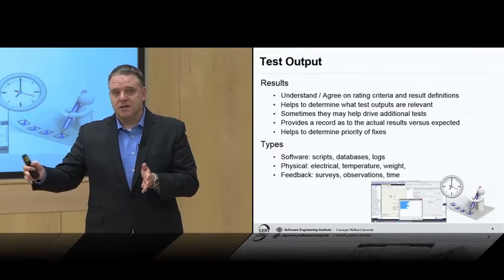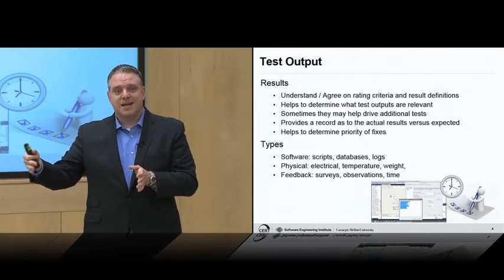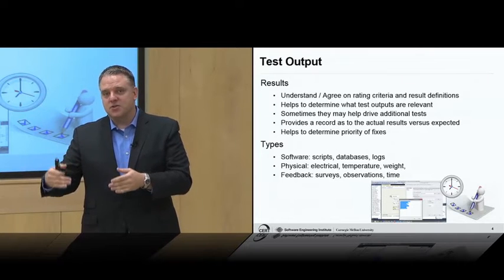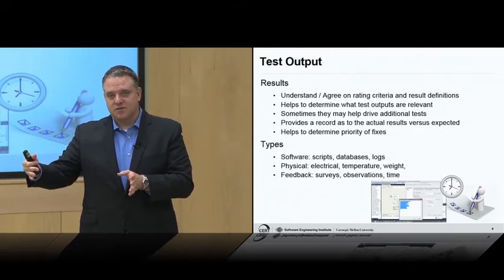What does a 5 mean? What do each of the levels in that mean? And what does the program have to do to achieve each of those levels?